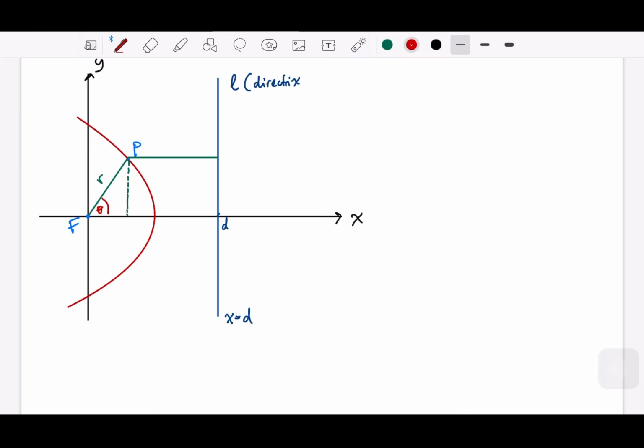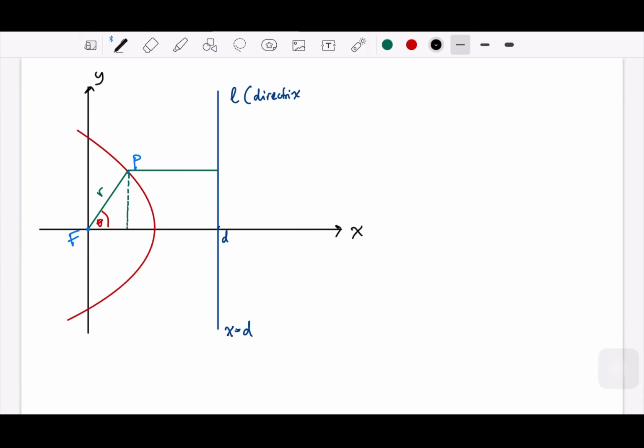Let me write the theorem first, and then how to show that the theorem comes true, and what its proof is. So first, the theorem: the distance from P to F over the distance from P to L, the directrix, will be equal to some number for which we are using a new symbol, e. We call this eccentricity.